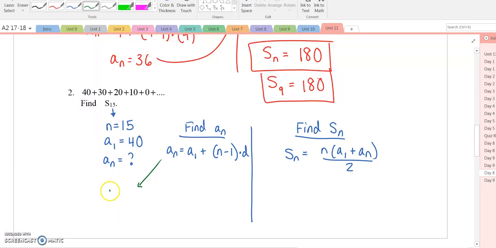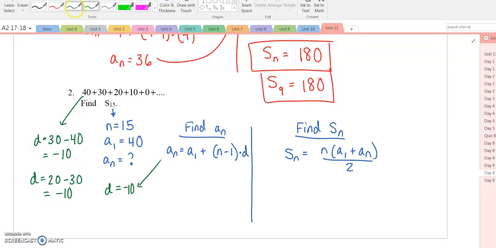Alright, so I can plug almost all the information in here. The only extra piece I need is d, which I can find from doing the second number minus the first. 30 minus 40, that's negative 10. And just double checking it, 20 minus 30 is also negative 10. You should be able to check it for all of them if you needed to, but they'll all give you negative 10. So now I can plug these in.